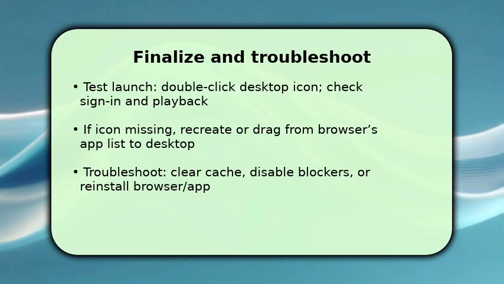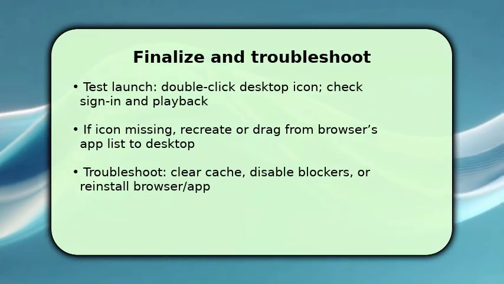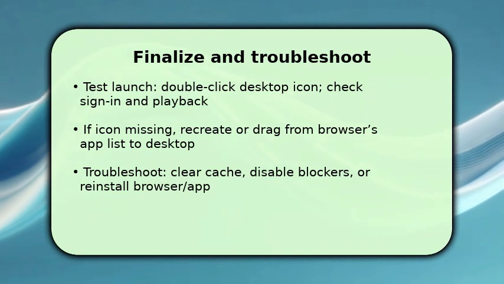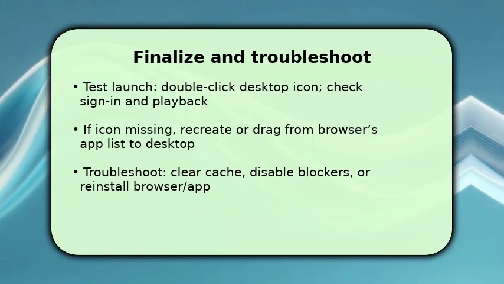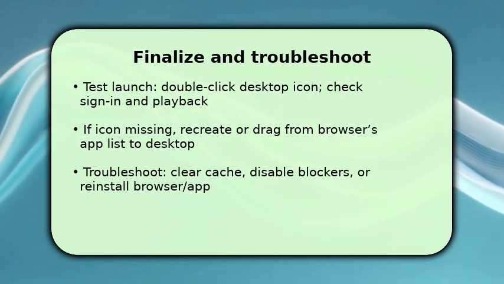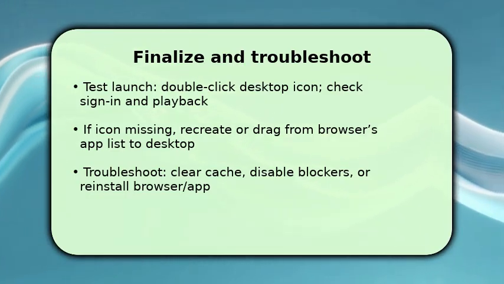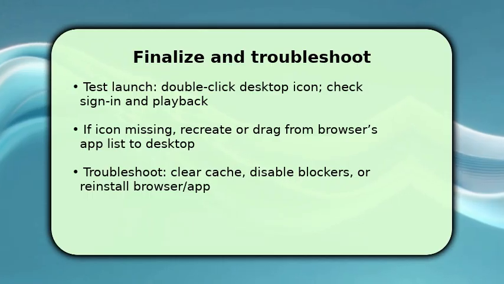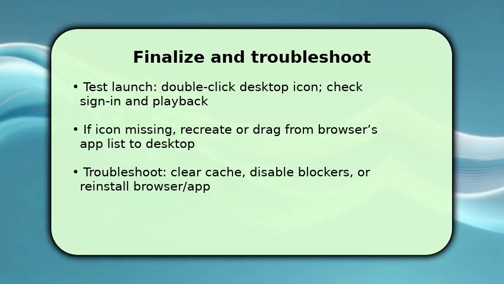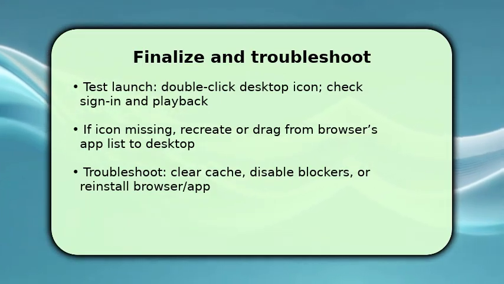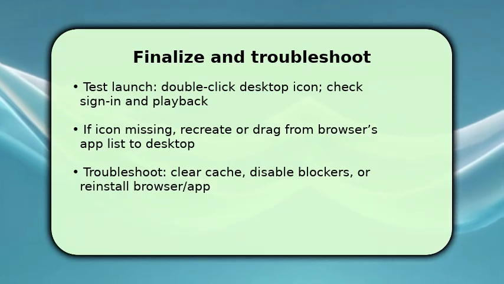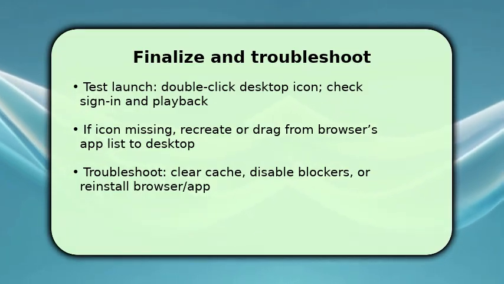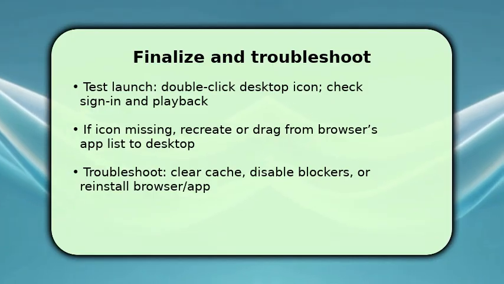Finish by testing the new desktop icon. Double-click to open YouTube, confirm you're signed in and videos play. If the shortcut won't appear, reopen the browser's Apps or Extensions page and recreate it, or drag the address directly to the desktop. If playback or login fails, clear the browser cache, disable ad blockers or privacy extensions, and try again. Reinstalling the browser or the installed app can resolve stubborn issues. That single troubleshooting step usually fixes most problems quickly.